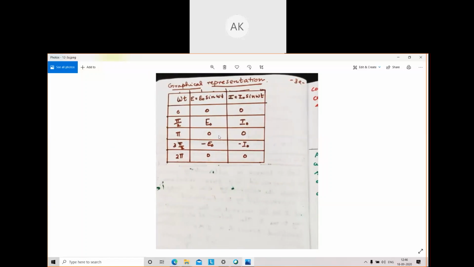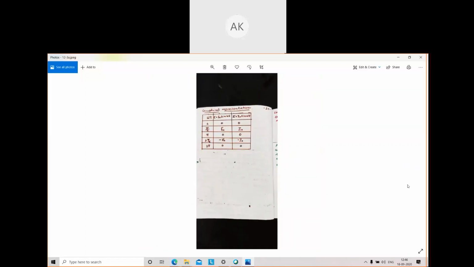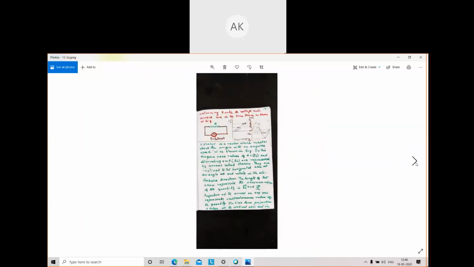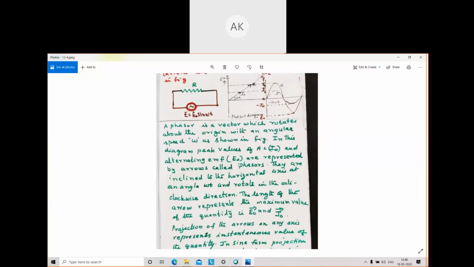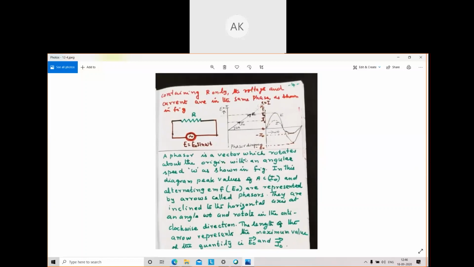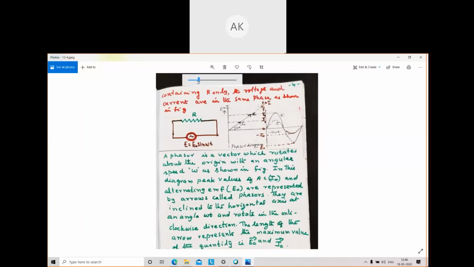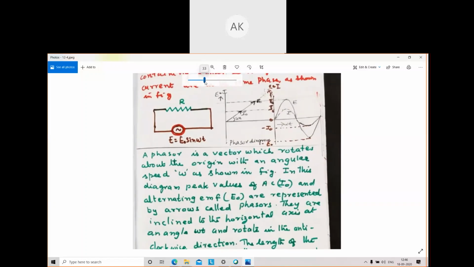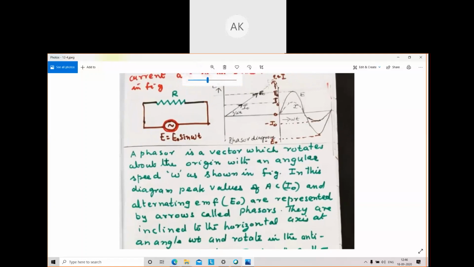So we can go to that diagram. It's like graphical representation. See this one.